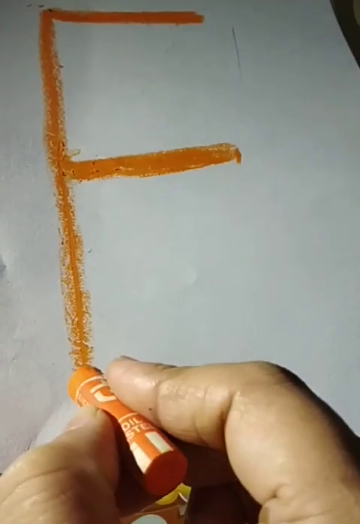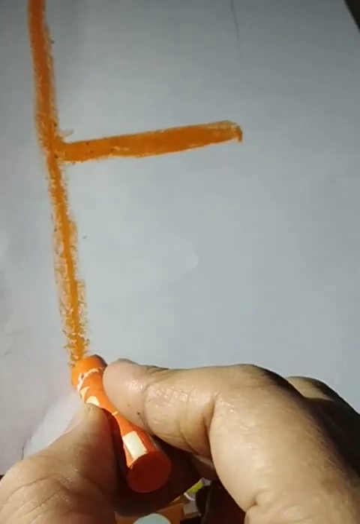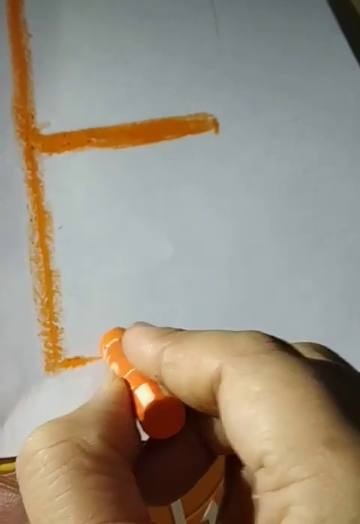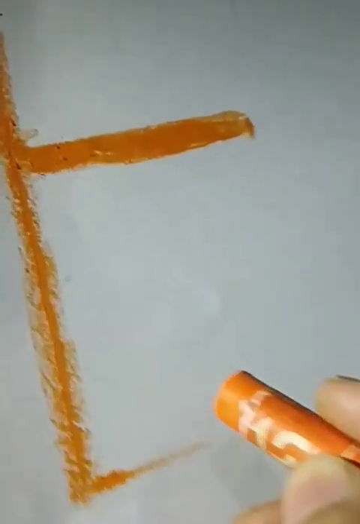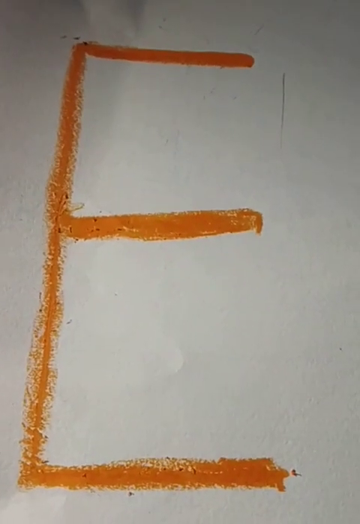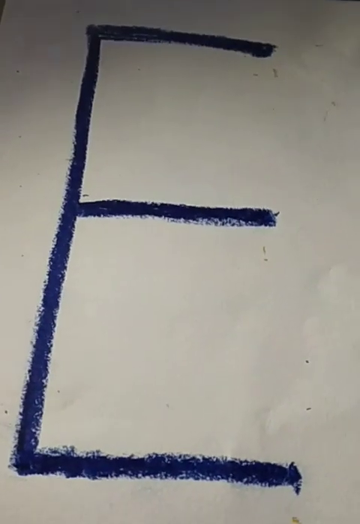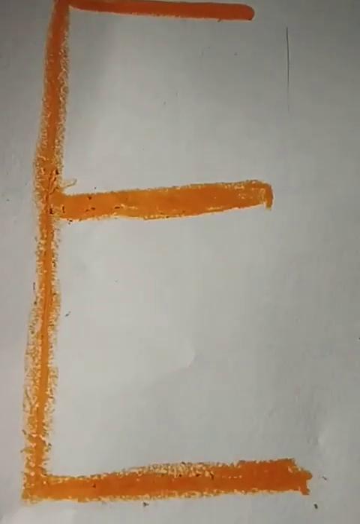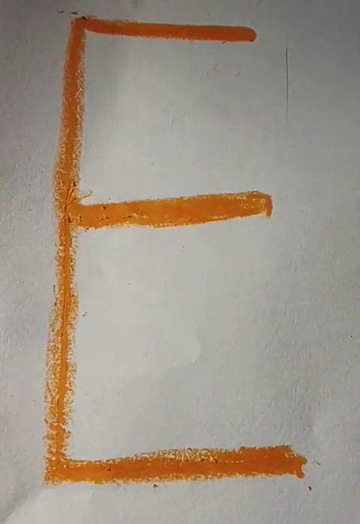Now it's time for the third line, which will be the last line, and we'll make it here at the last point. Okay, so make a sleeping line like this. So our letter E is ready. You can see the letter E that I have made already, and the letter E that I have made now.